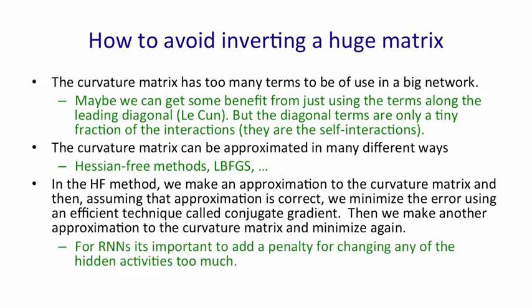It's also important in recurrent neural networks to add a penalty for changing any of the hidden activities too much. That will prevent us, for example, from changing a weight early on that causes huge effects later on in a sequence. We don't want to get effects that are too big, and if we look at the changes in the hidden activities, we can prevent that by penalizing those changes. If we put a quadratic penalty on those changes, we can combine that with the rest of the Hessian free method.